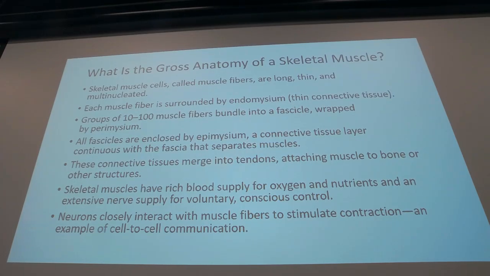So this is how you form a muscle. Myofibril forms a fiber, fibers form fascicles, fascicles form a muscle. And then these are the membranes that surround each of these.